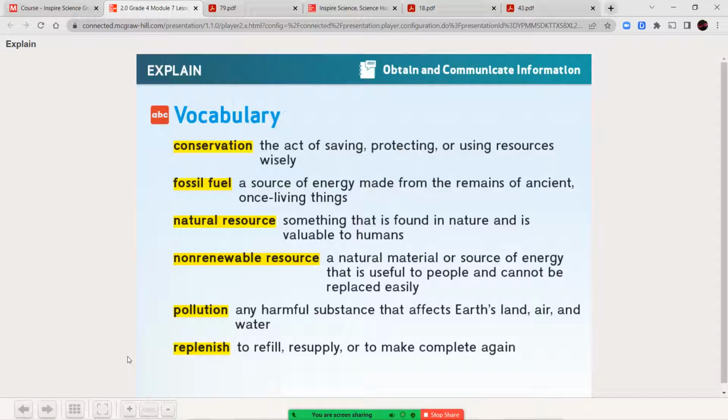Now, conservation is the act of saving, protecting, or using resources wisely. When you are conserving something, you are saving it. You're only using as much as you need. You're not wasteful. You're not using any extra.